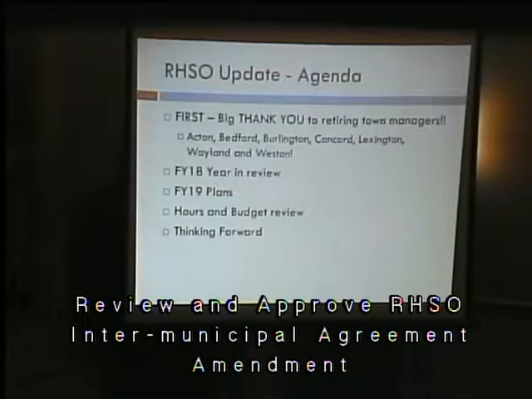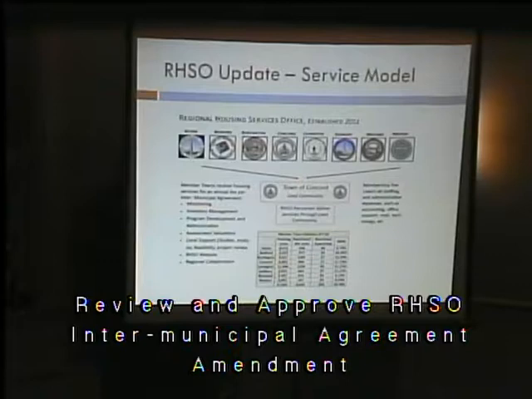So a little year in review, some plans, and then a little bit of the budget. But you might need to point to the... Oh, do I? There you go. Okay, so here's our service model. I think that this is probably a repeat, but just to show, we've added the Wayland Town Seal, so that's our big change for this year. It's a pretty stable model.